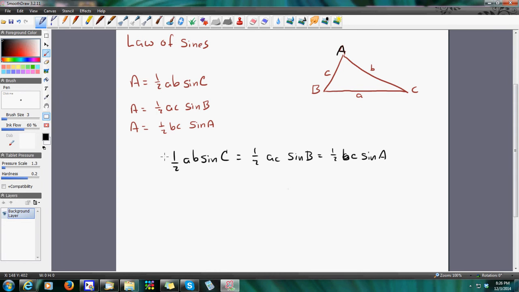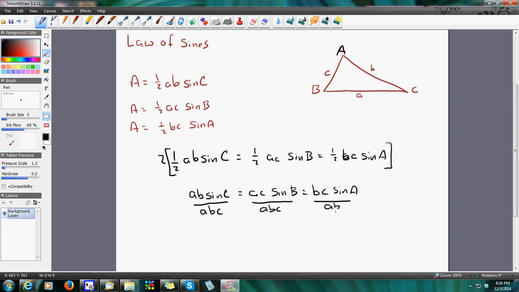If I multiply everything by 2, I'm going to multiply each of these terms by 2. I'm left with AB sine C equals AC sine B, which equals BC sine A. And now I'm going to do something else that's very clever. I'm going to divide each of these terms, because they're all equivalent, by ABC. And this is wild stuff. This is really, really good. Check this out. Ready?